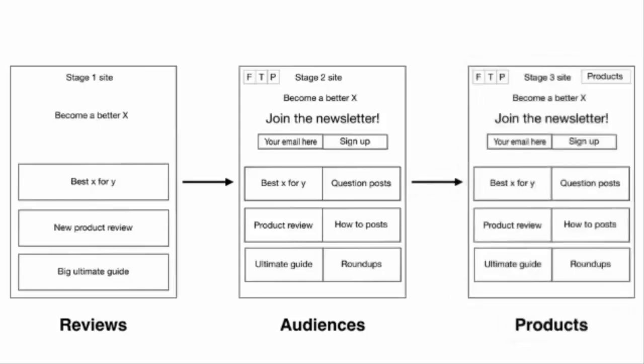And on stage three, we actually add the product section, where essentially once you have access to your own audience, you can start creating your own products and really build a really big site and a real company from that little review site that you start at the beginning.